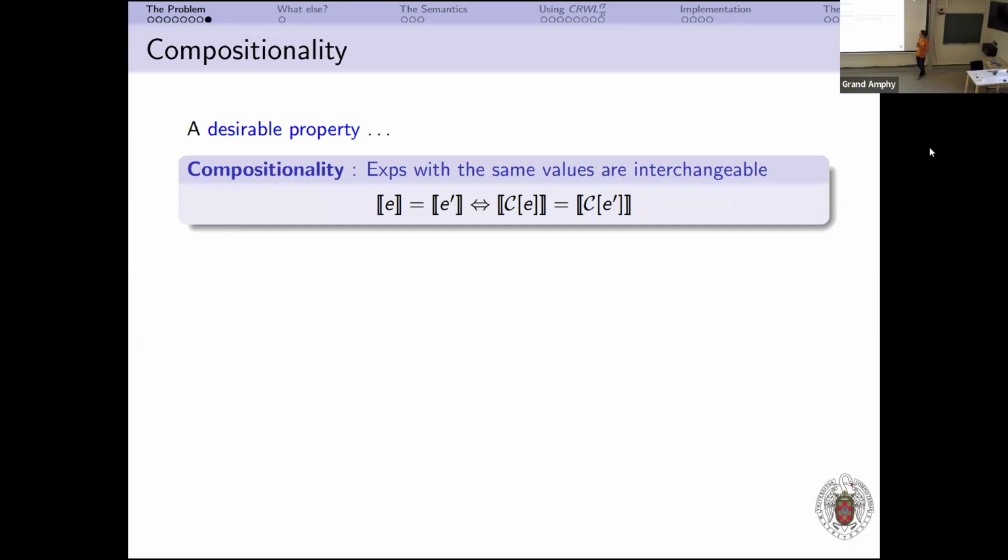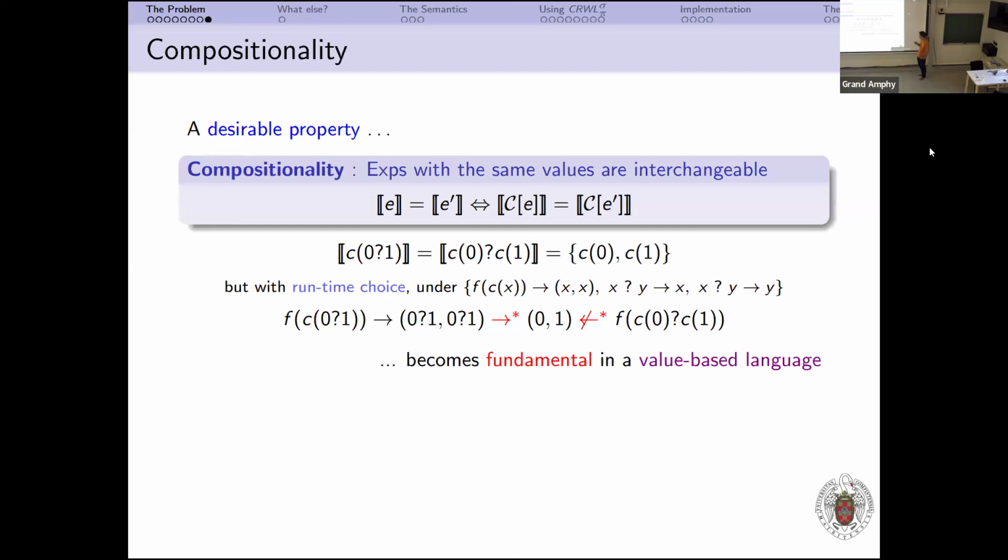And something we would like to have is compositionality, where expressions with the same value can be interchanged in the same context. I hope this is not the case. But this is not the case with runtime choice, with the example we saw before. Okay. And it would be very desirable in a value-based language, right?